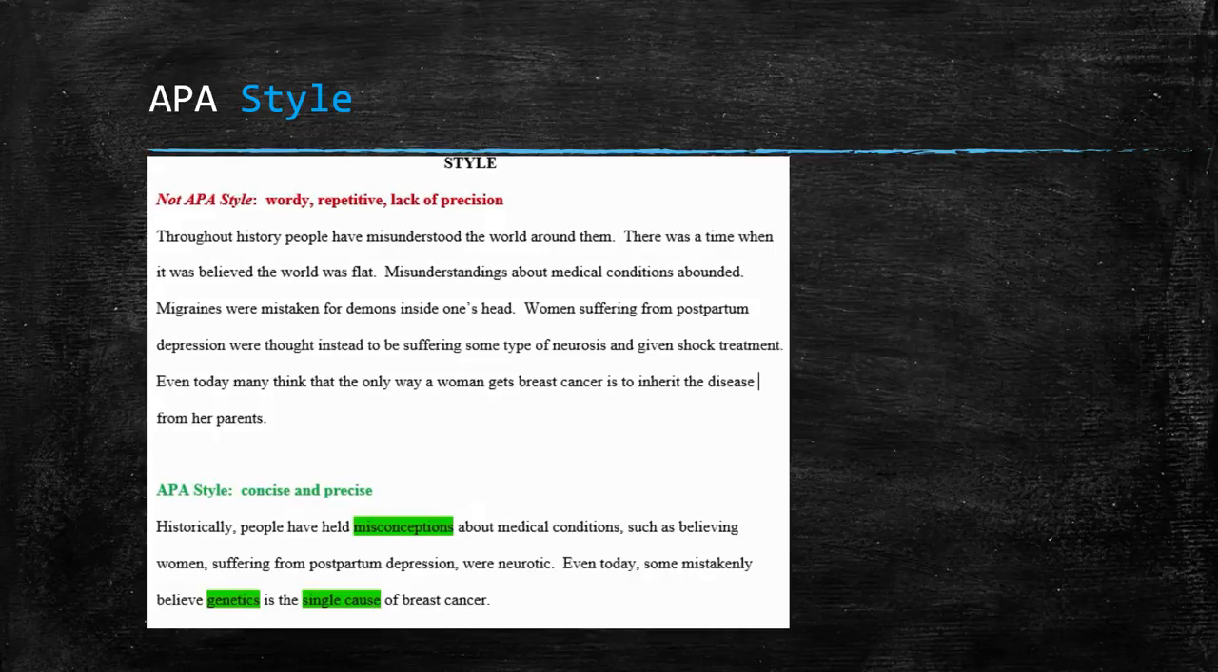It is more correct terminology to be using in the health sciences, single cause, using genetics instead of inherit the disease from her parents. These are the things you need to stop and think about, is using the correct language for your audience. And genetics, single cause, misconceptions, these are the correct terms to be using for your audience. These are those precise words. This is a nice, concise way of writing the same thing that's up here.